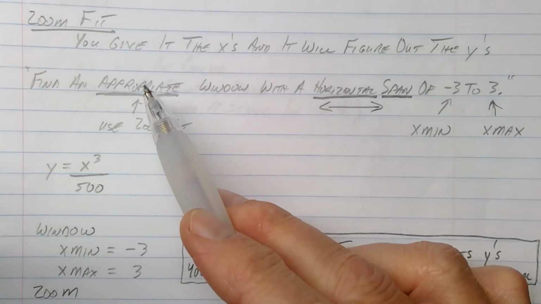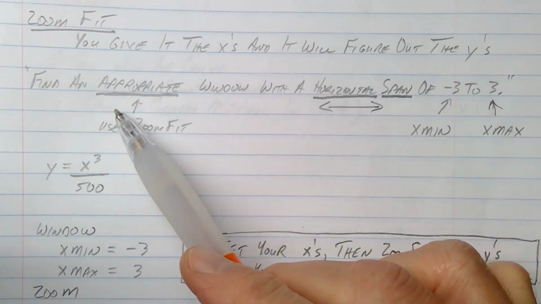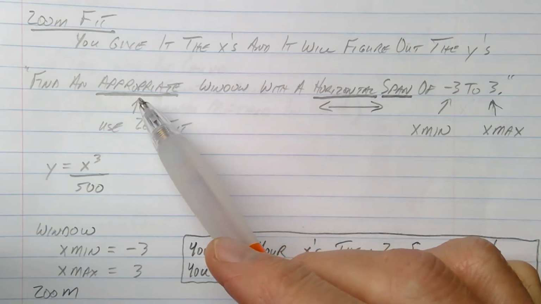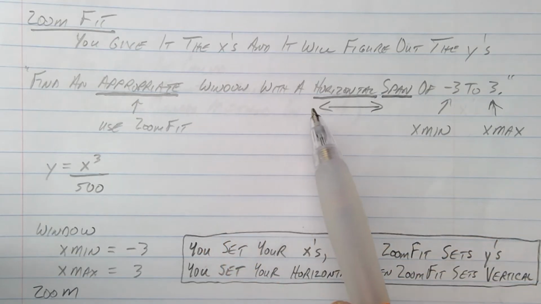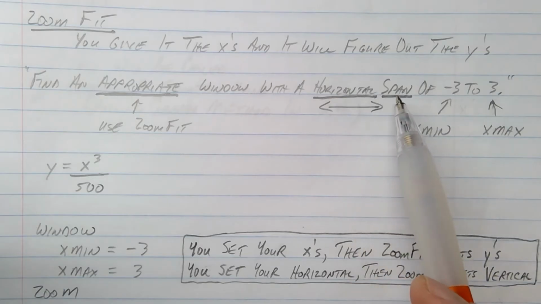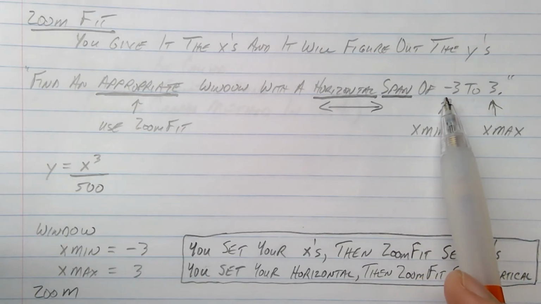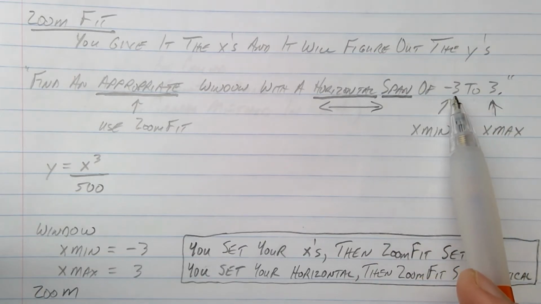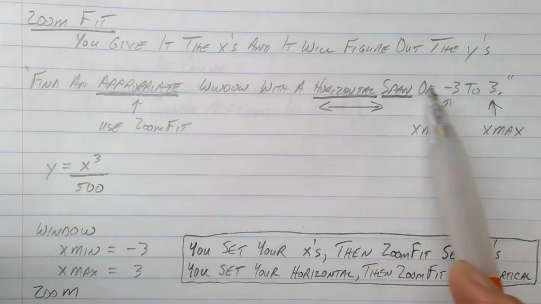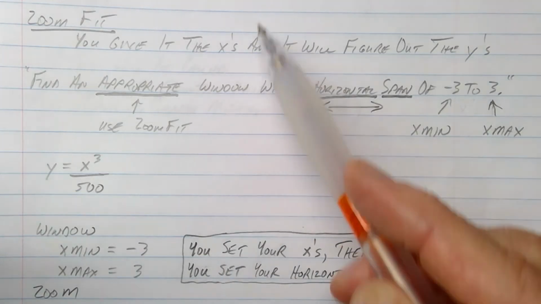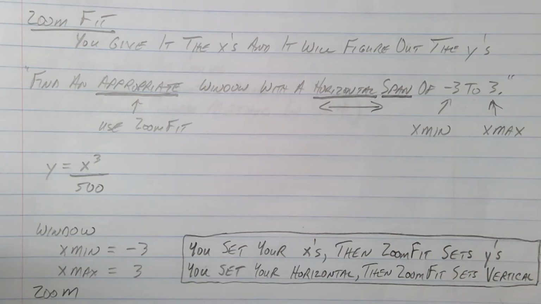All right, so here's a good example of when I would use zoom fit. If they say something like find an appropriate window, that means they're not telling us a standard window. They're not telling us to go 10 in every direction. And especially if they tell me what to set the x's at, so if they use words like horizontal span, or left to right, they're telling you to go from far left to far right using the numbers -3 to 3. So if they give you the horizontal span, if they give you the x's, you can input those in the window and then just hit zoom fit, and it will stretch the y's up and down to fill your screen.